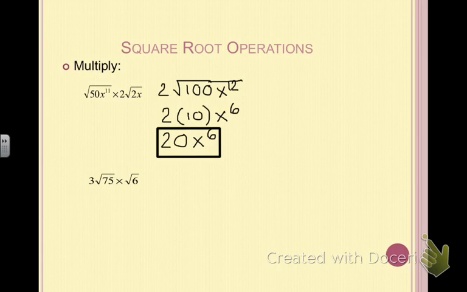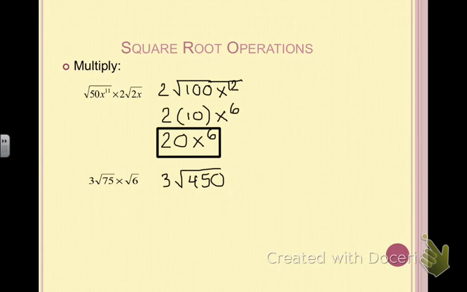The product of 3 square roots of 75 and the square root of 6 can be written as 3 square roots of 450. The largest perfect square that goes into 450 is 225. 225 times 2 is 450. It's really good to know your first 16 perfect squares by heart to help you.